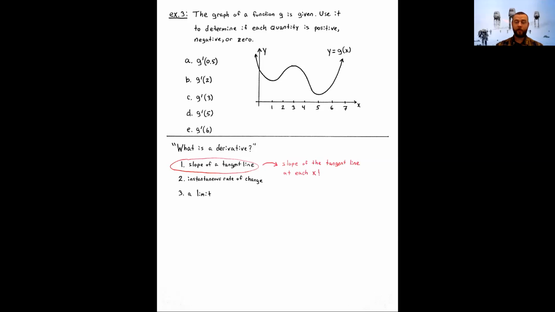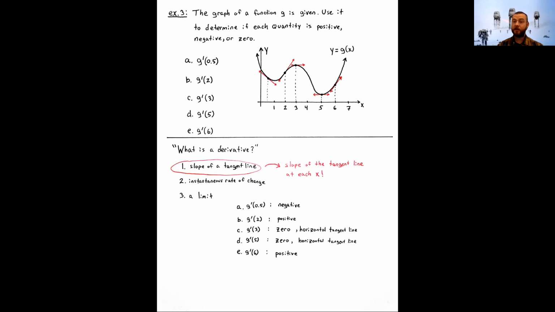So let's take a look at all those x-coordinates, 0.5, 2, 3, 5, and 6. Those are all the x-coordinates referenced in the derivative values there of g. Notice we have g prime of 0.5, g prime of 2, and so on. The input values there are the x values at which we'll look at slopes of tangent lines.